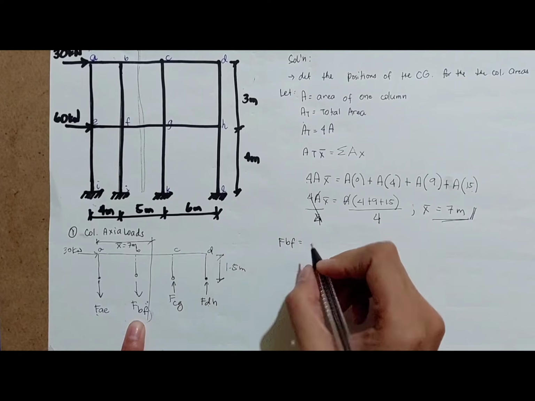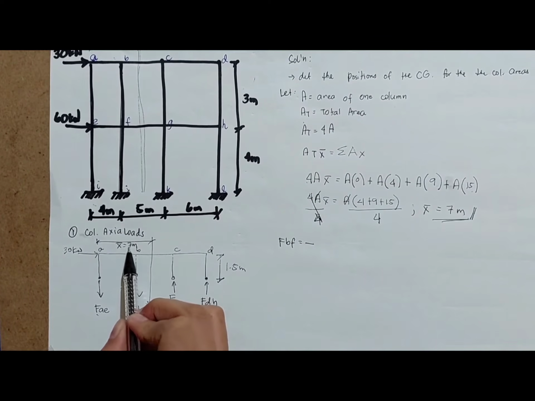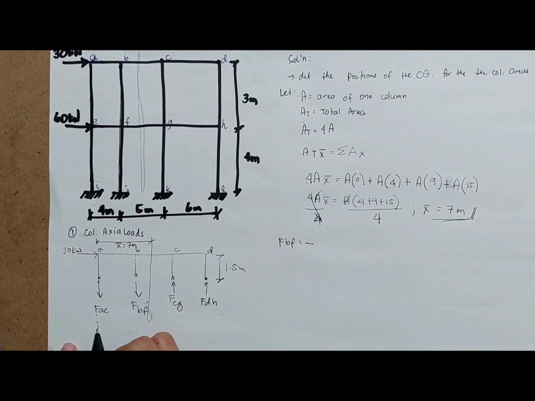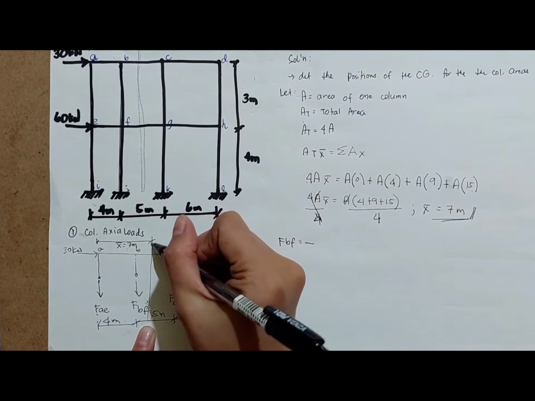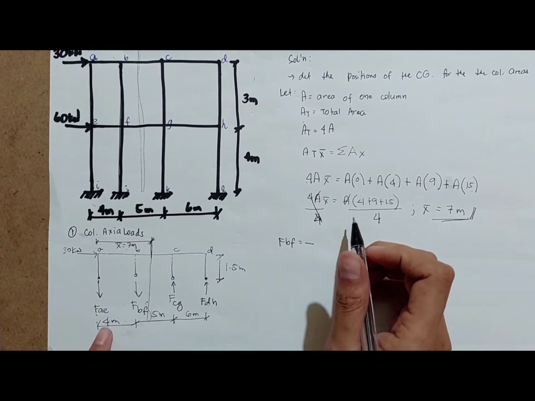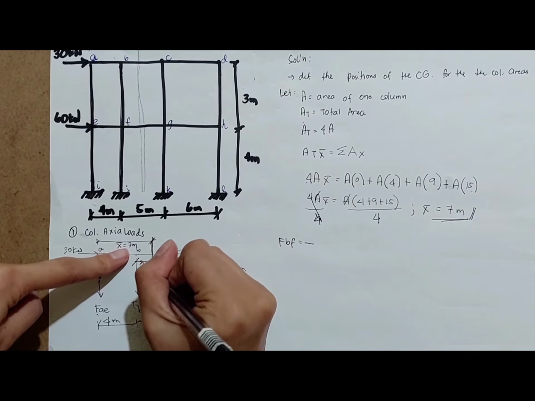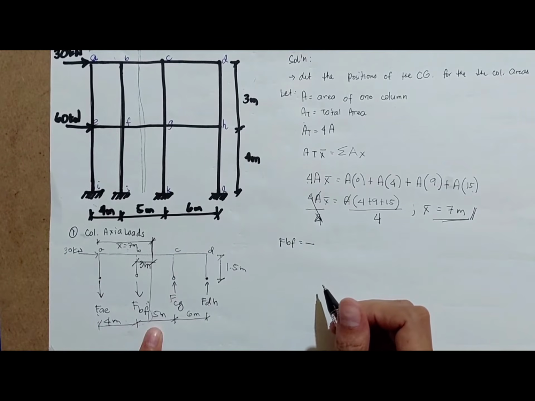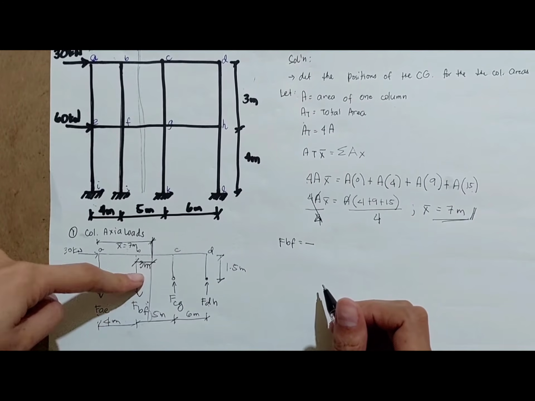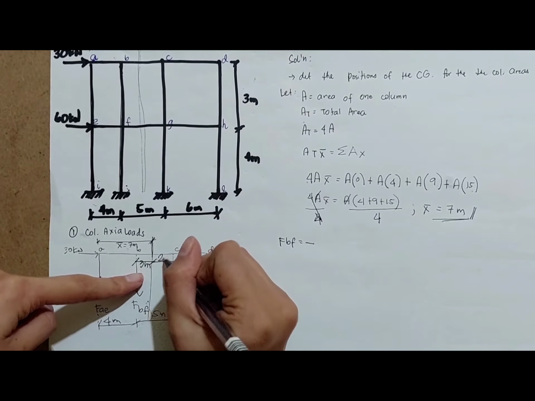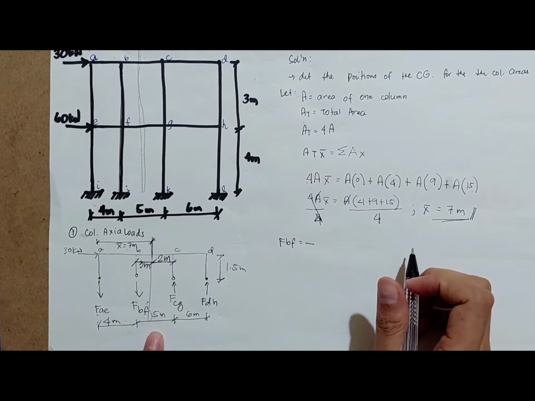So, in terms of FAE, let's look here. If this is 4 meters, this is 5 meters, and this is 6 meters, that means, if this is 5, let's check carefully. If this is 4 meters, minus 7, this is 3. Note that this is 3 meters. If this is 5 meters, this is 2 meters. So, 3 plus 2 is equal to 5.